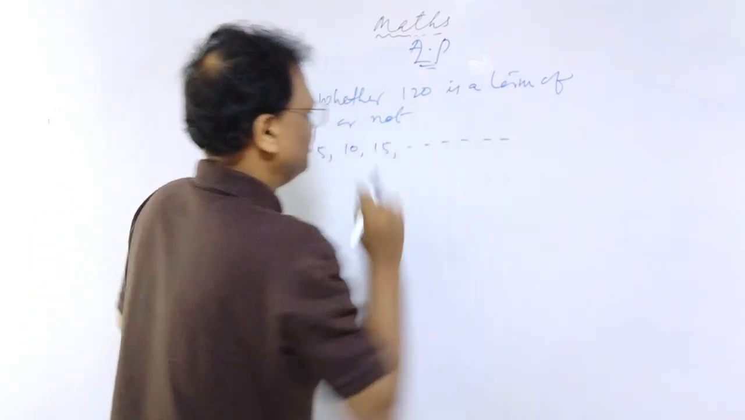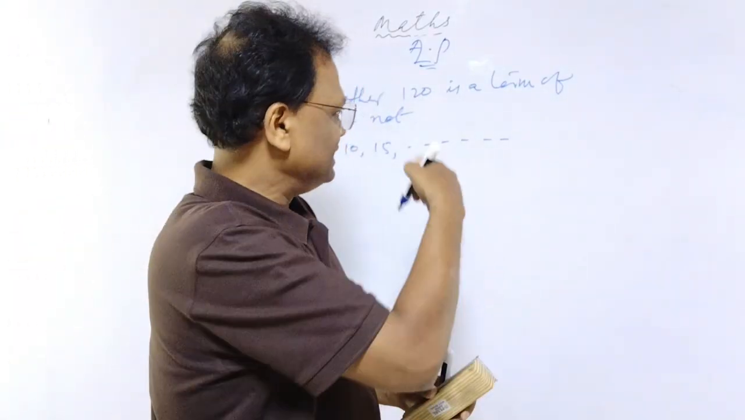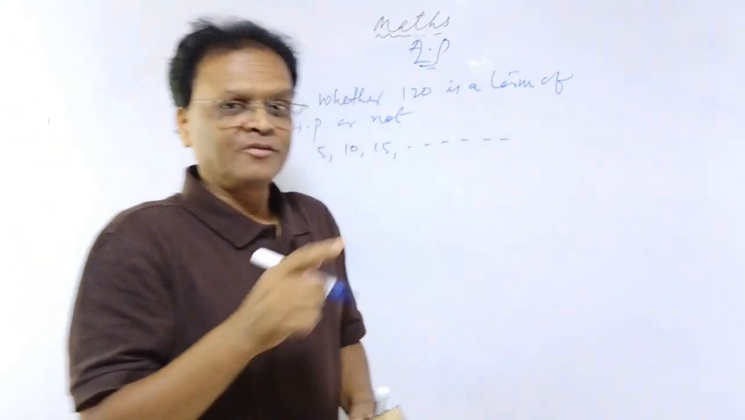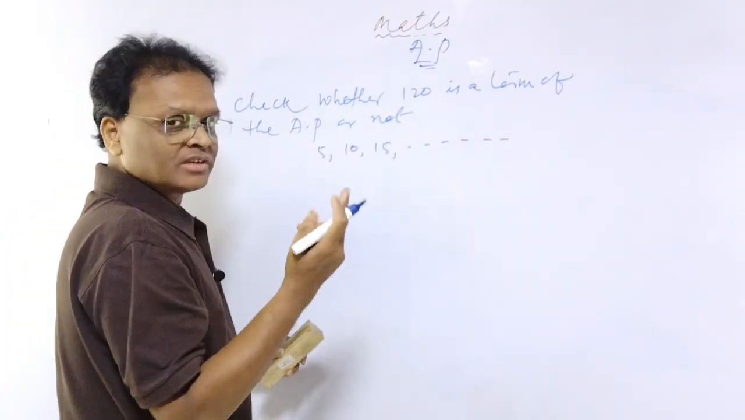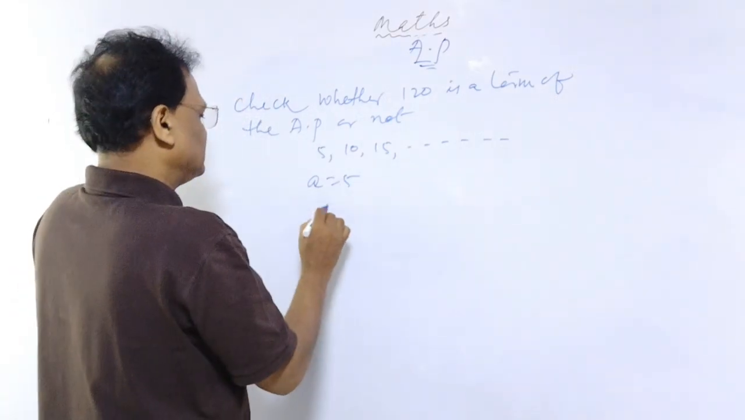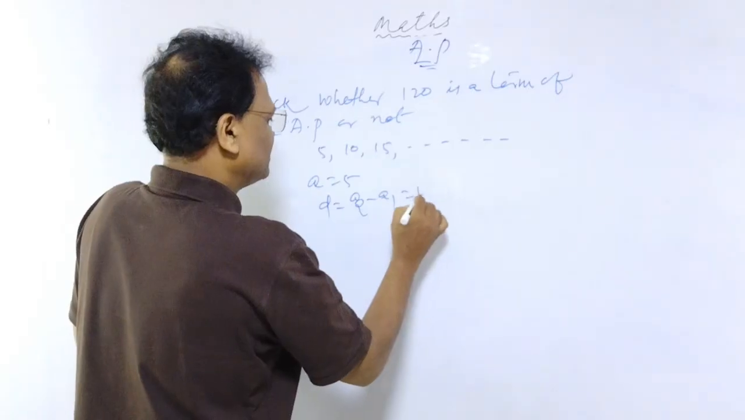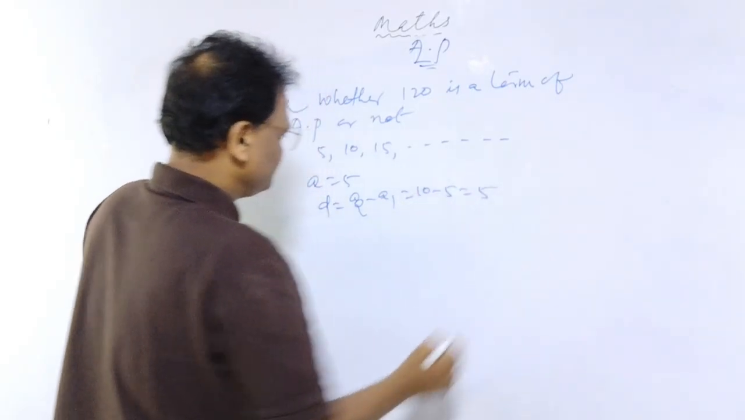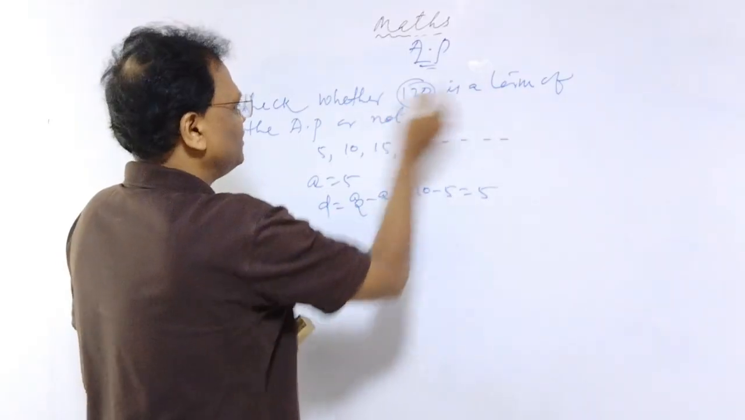Suppose this is the AP given. This is the given AP. But what do I have to check? I have to check whether this is a term of the AP or not. AP का ये एक term है या नहीं check करना. How to check? Very simple. First, your a is 5. d, as I told you, d is a2 minus a1, that is 10 minus 5, which is 5. a, d हो गया. Check whether 120 is a term of the AP or not.